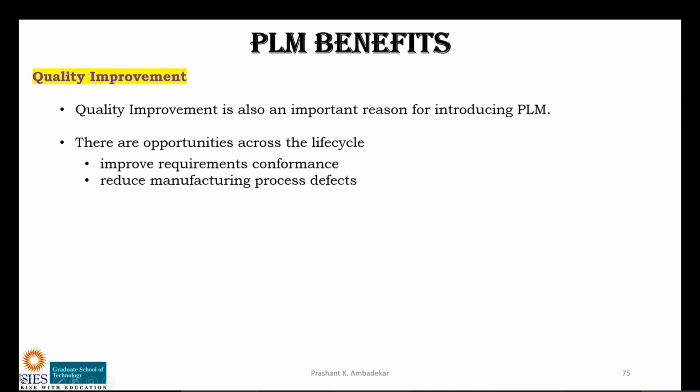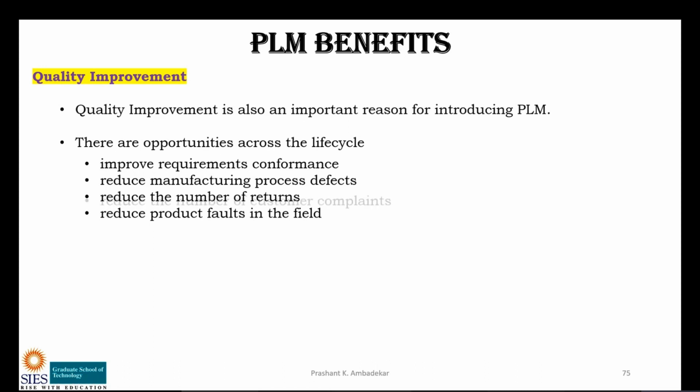Improve the requirements conformance, then reduce manufacturing process defects, then reduce the number of returns, then reduce product faults in the field, and reduce the number of customer complaints. Reduce product faults in the field means if a particular product is failing continuously while it is in the market or being used by the customer, with the same fault happening again and again, then that can be properly rectified. The data has to be taken back to see what is happening. If the same fault is coming again and again, then that part can be replaced by a new part or some engineering has to be done so that the fault does not come again and again.